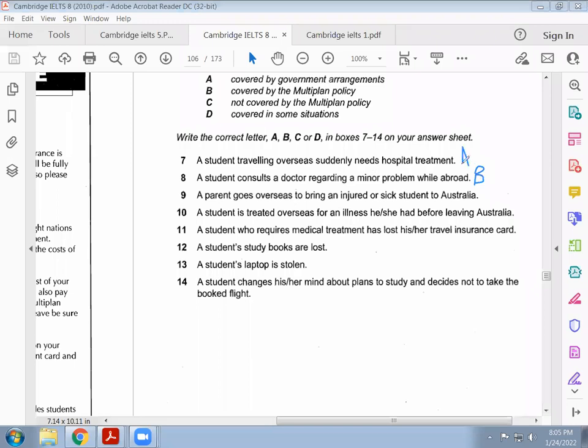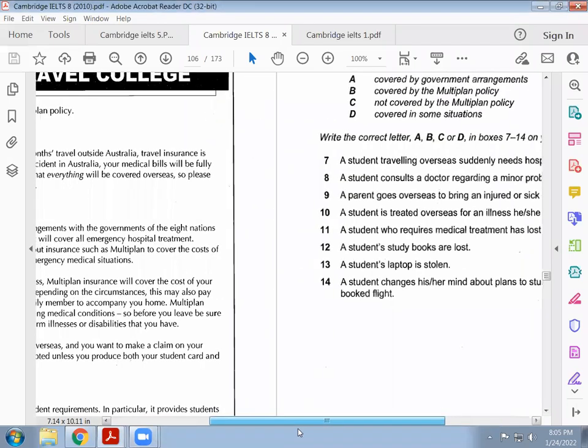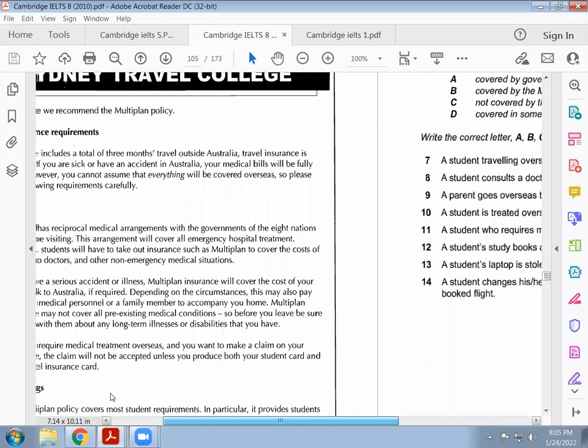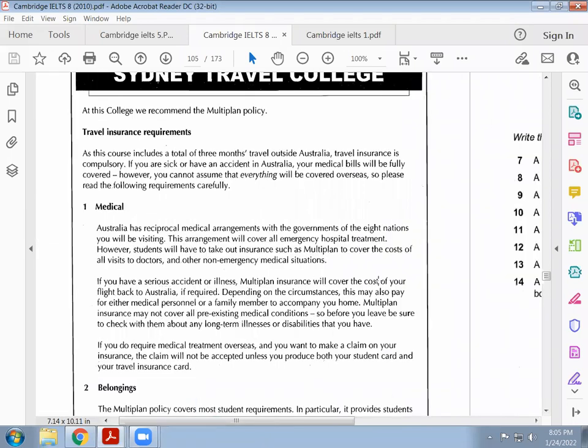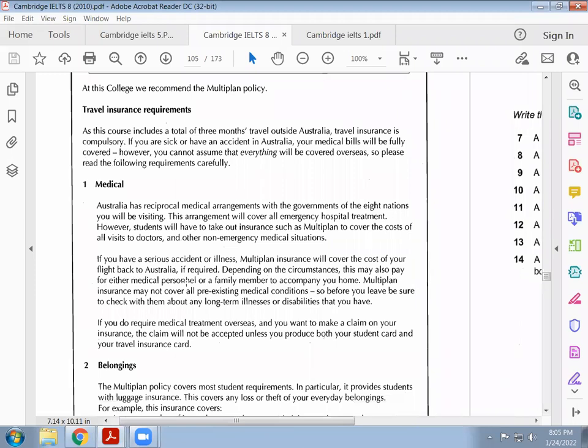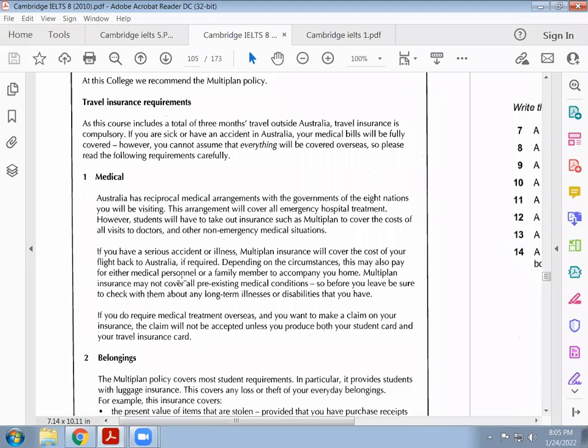Now the next one. A parent goes overseas to bring an injured or sick student to Australia. So a parent going to Australia to bring an injured student. I'm just trying to understand what it means. So who will cover this, whether it is covered or not, if a parent is going to bring an injured student? A serious accident, something like this. Okay, flight back to Australia if required. This may also pay for medical personnel or a family member to accompany you home. So a family member like a parent.